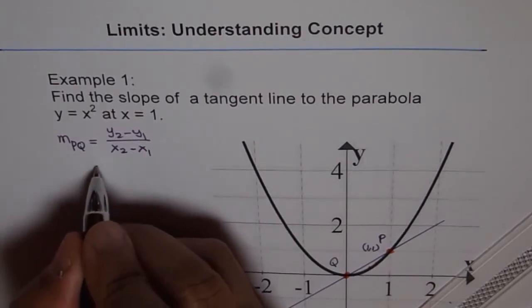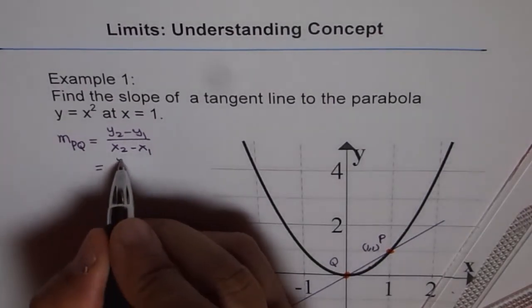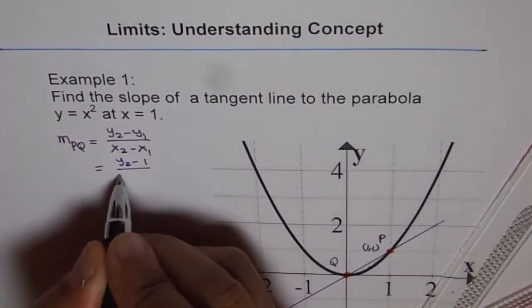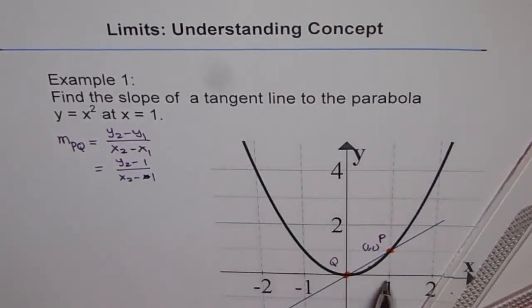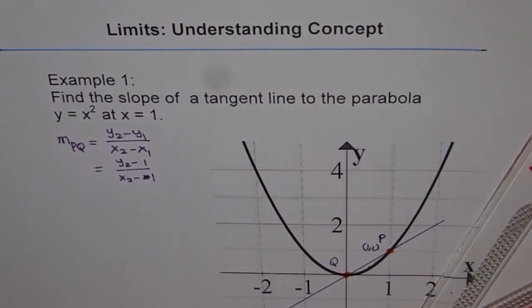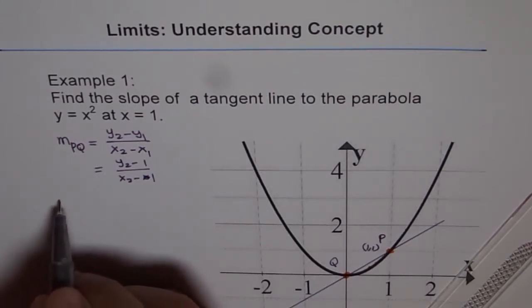So we have y1 as 1, so we have y2 minus 1 divided by x2 minus 1. X is also 1. So that is the slope at 1. Now how to get these points? We'll make a table of values for different values of Q. At present the point Q is 0, 0. As we bring Q closer and closer, the point Q will change, and thereby the slope will change, and we will notice what kind of change there is in the slope.